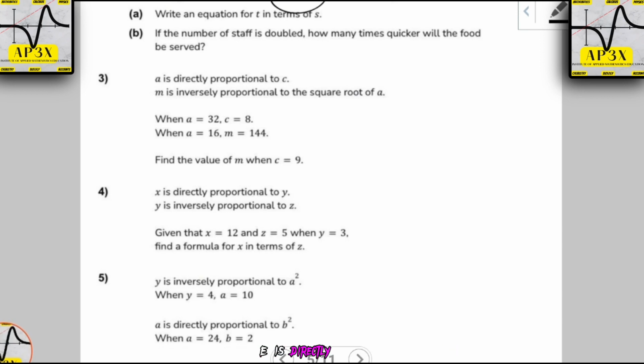A is directly proportional to C. Let's write an equation for that. A is directly proportional to C, so A is equal to K multiplied by C. All right, there's no changes in the variables. And then they give us another one here, that M is inversely proportional to the square root of A. So M is inversely proportional, so that's K divided by the square root of A. So we have 2 formulas to work with here.